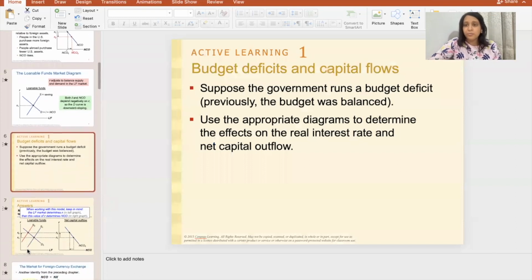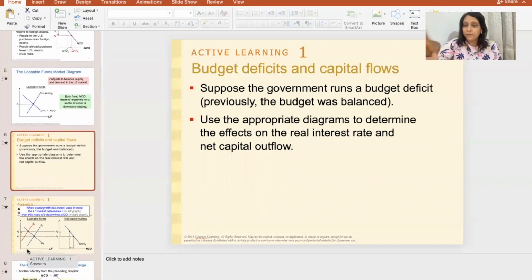Right. Now, taking an example, suppose the government runs a budget deficit, right? So the G component is going to decrease.